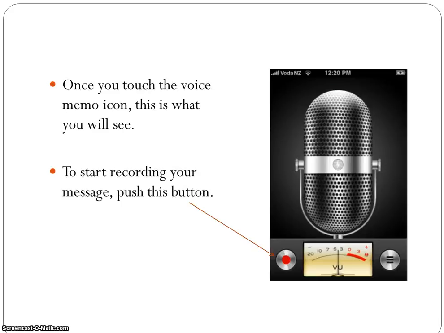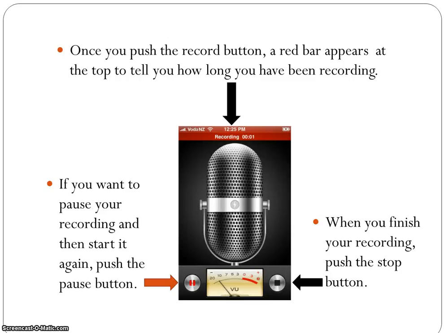It's a little picture of a microphone, and when you want to start recording, you push the little round button in the corner with the red dot. So you push that and then you can start recording, and this is what you will see. At the very top there's a red bar that tells you how long you've been recording for. So it keeps track of the time for you, which is nice.